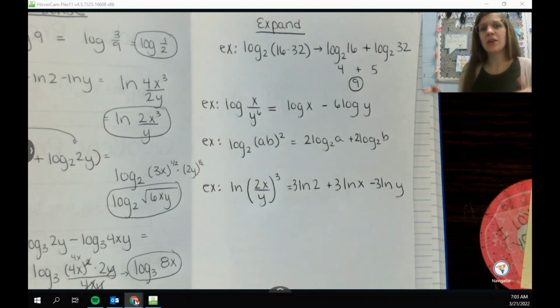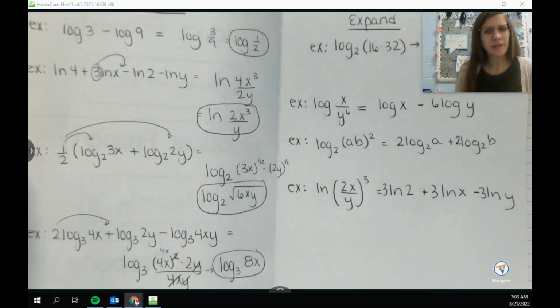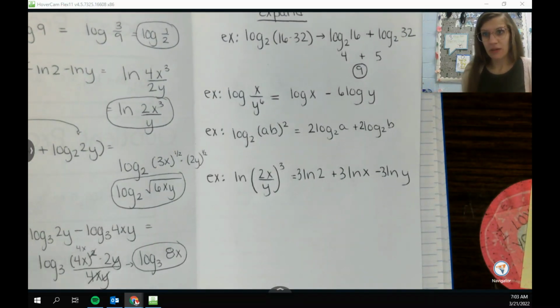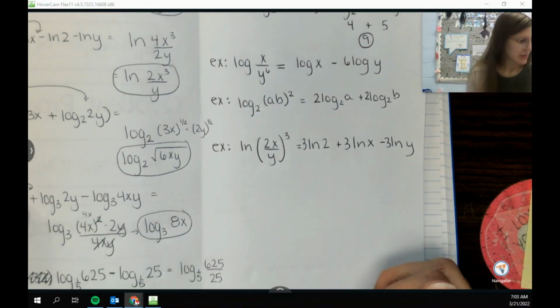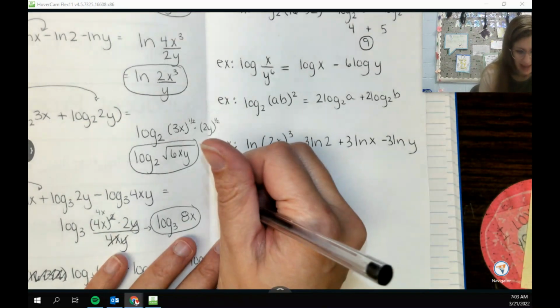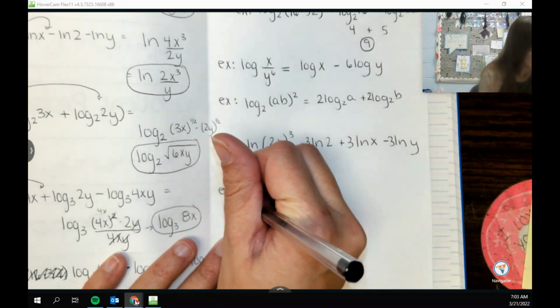Now you could technically also put the 3 in front of parentheses, like this one had here. Whichever way you think is more simple. It's all the same to me. And then maybe 2 more to try.